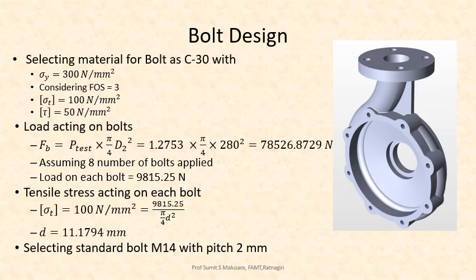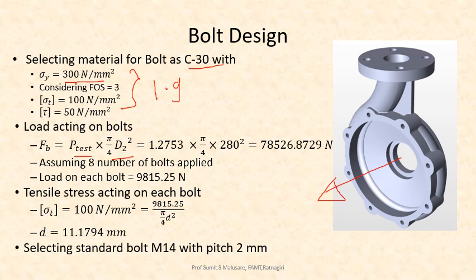Now how many bolts and what should be the thickness and type of the bolt, we have to select. Selecting the material for the bolt as C30, that is sigma y equal to 300 Newton per mm squared. All these things we are getting from PSG 1.9. Now the total load acting on the bolt, that is, how much axial load will act on these bolts, we have to assume. So FB is equal to P test, the testing pressure, into the entire area. Instead of the entire area, I have to consider the area outside of the impeller, that is pi by 4 into d2 squared.